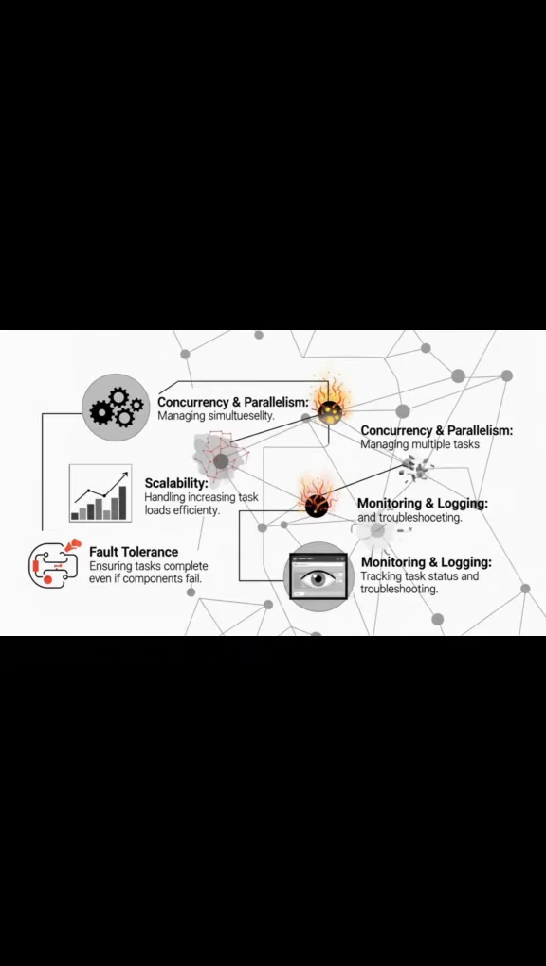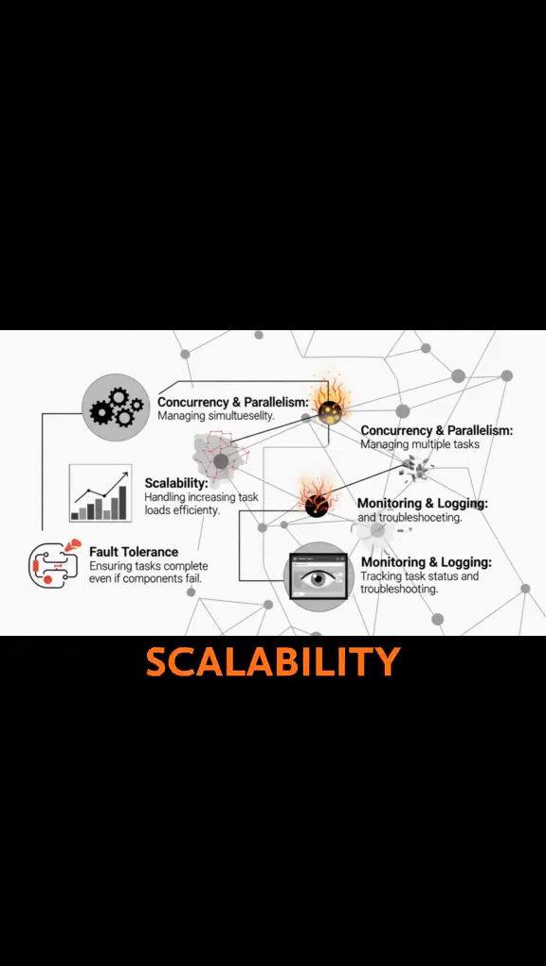In a modern application, you're rarely running just one task at a time. You'll likely have many tasks needing to execute simultaneously. How do you manage these without them interfering with each other or overwhelming your system resources? This involves careful design for parallel execution.